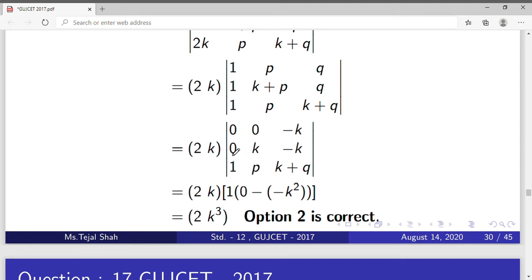Now in this determinant, this column contains the maximum number of 0s. So using 1, evaluate the determinant. So 1 is as it is. Now do the cross multiplication. Here 0 into minus k is 0, and k into minus k square. Now simplify this. So we get the answer 2k raised to 3. So option 2 is the correct option.